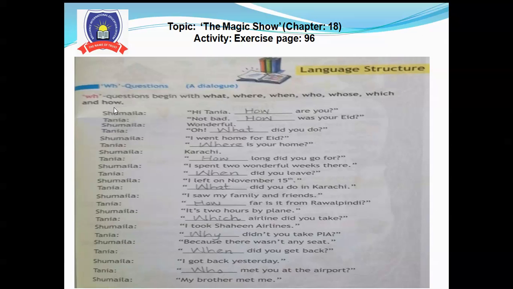Today we are going to do a dialogue that has a lot of questions and most of the questions start with WH words, like what, where, when, who, whose, which, and how. Here are two characters in this dialogue. First character name is Shumaila and second character name is Tanya. They are discussing their vacations.